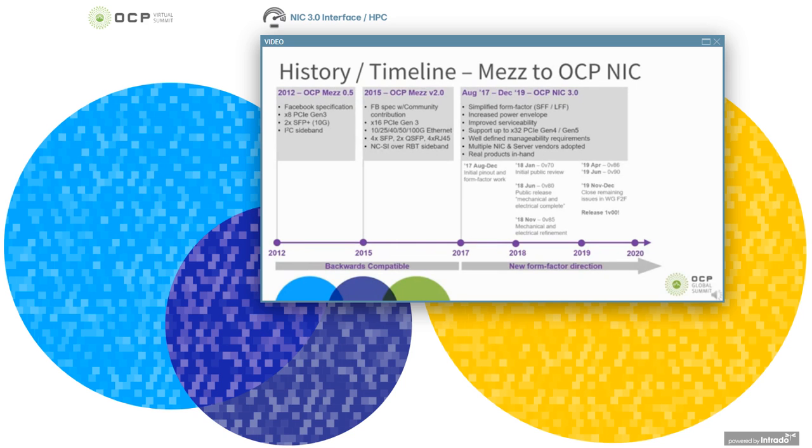The specification has well-defined manageability requirements, and today, multiple NIC and server vendors have adopted this specification and have real products in hand. You'll see this in the recorded demos.